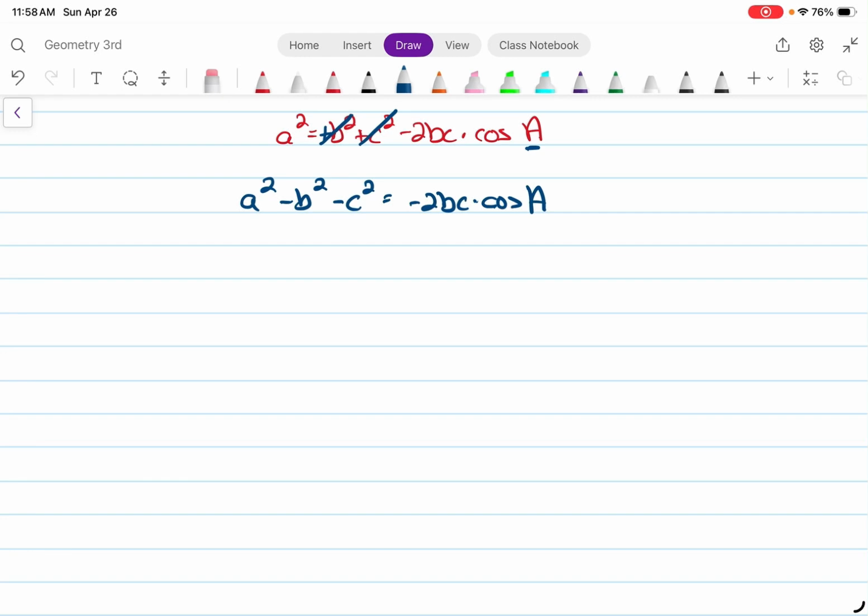Now, in order to get a by itself, we now have a couple other things to get rid of. Notice that this negative 2 and b and c, since they're being multiplied by the cosine of a, we're going to move them over by simply doing divided by on the other side. The whole side divided by negative 2bc. And now we've nearly got that a by itself.